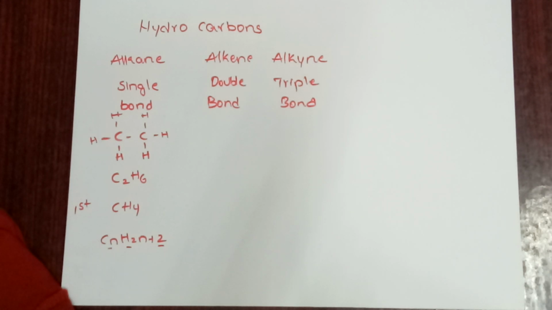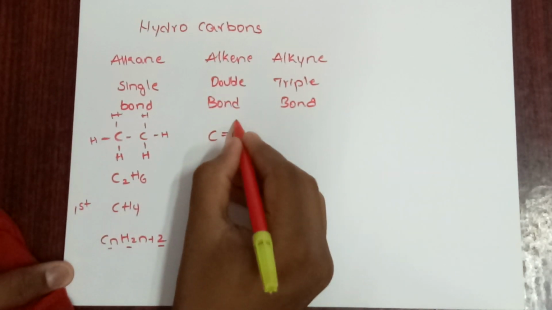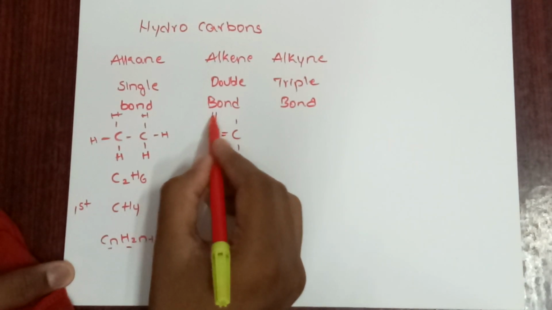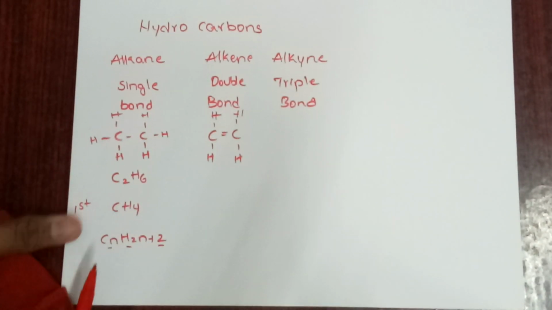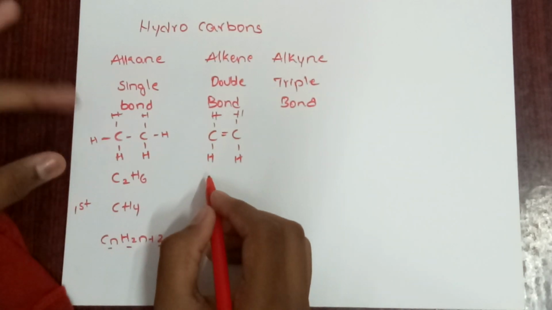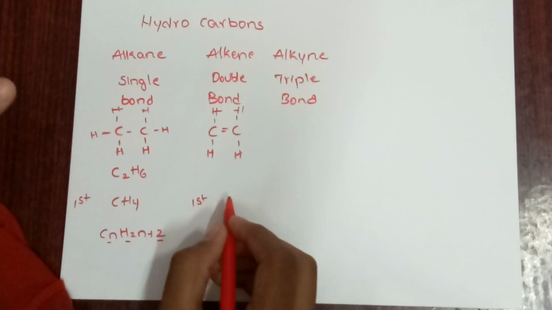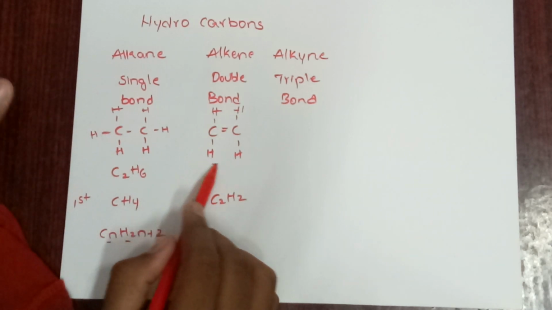The second one is alkenes. Alkenes have double bonds, and these double bonds are only between carbons. This double bond will be considered only if it is between carbon atoms. And the first compound is, can anyone guess it? If it's C2H4, you are correct.